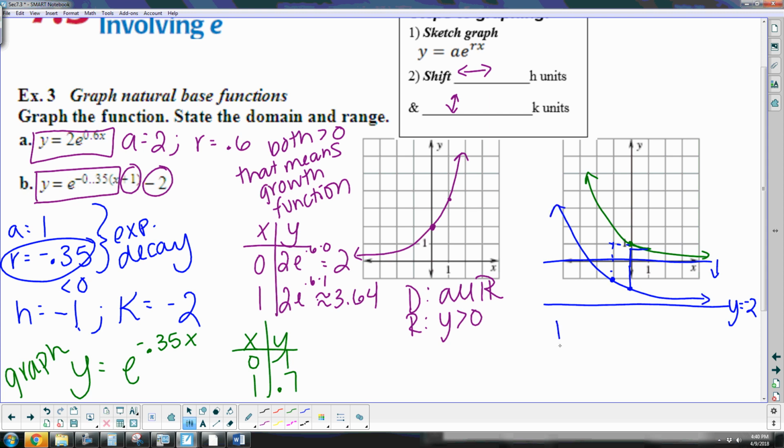And define our domain and range. Domain is all real numbers, but range, since we shifted the whole graph 2 units, instead of being y is greater than 0, we have y is greater than negative 2. Because again, we shifted the entire graph down 2 units. That was our k value, negative 2.